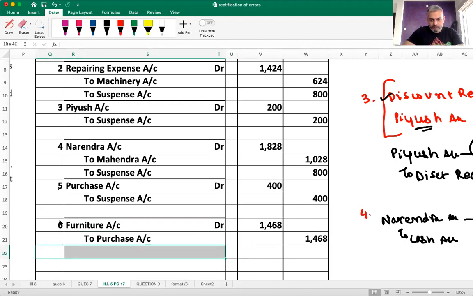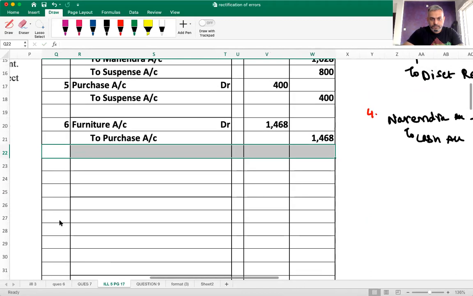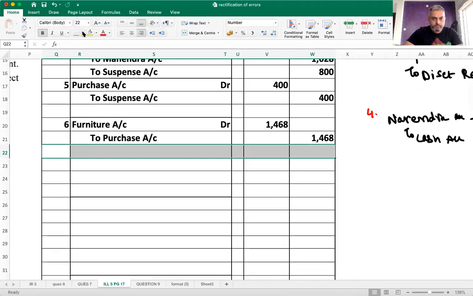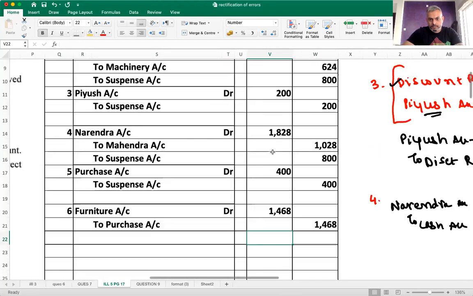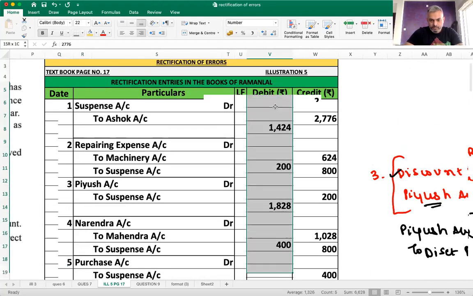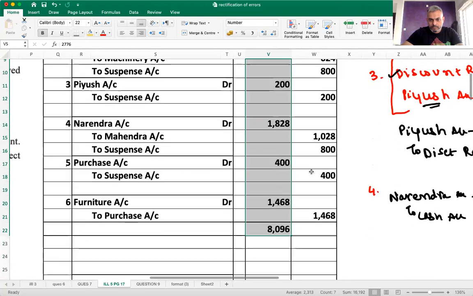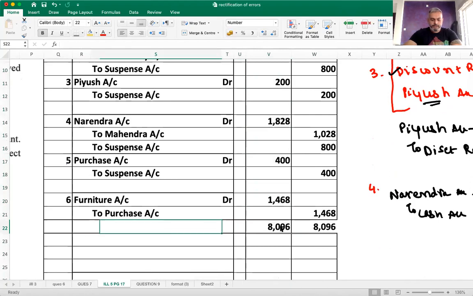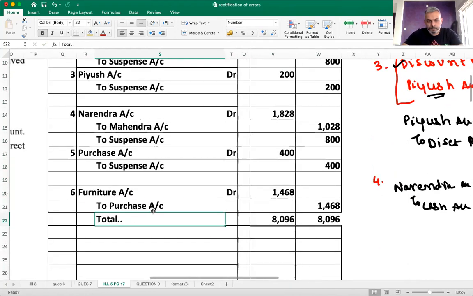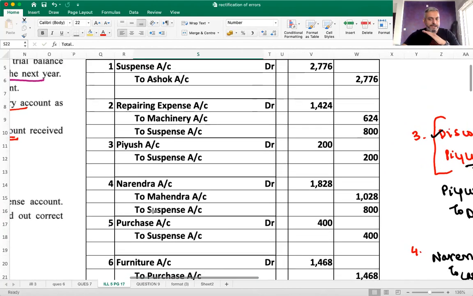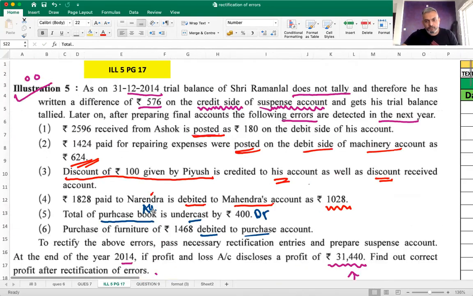Close it, do the totals. 8096. Now, this rectification part we have already done. Now, let's go to the question.